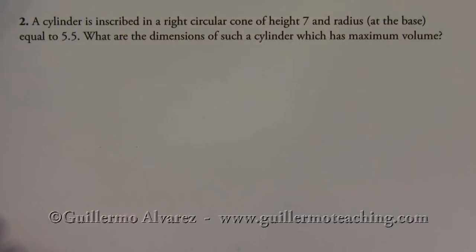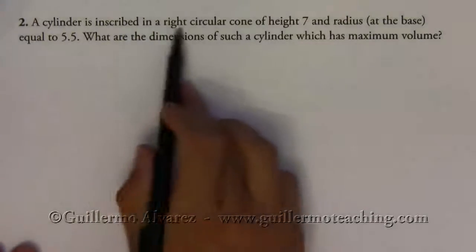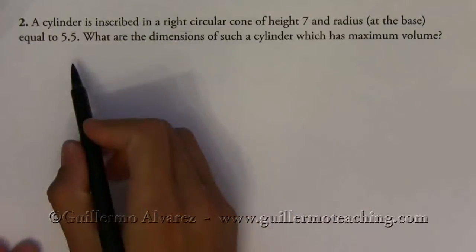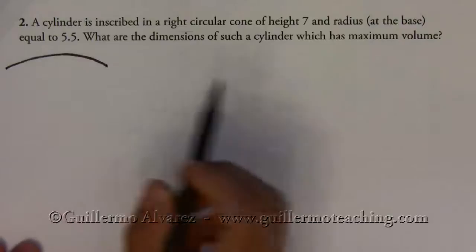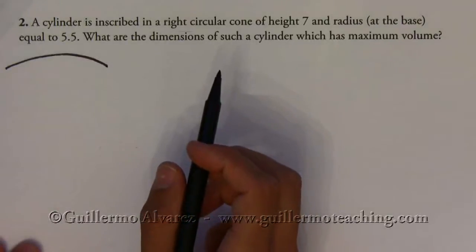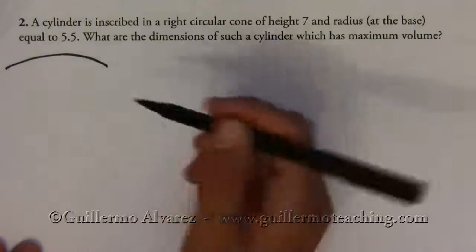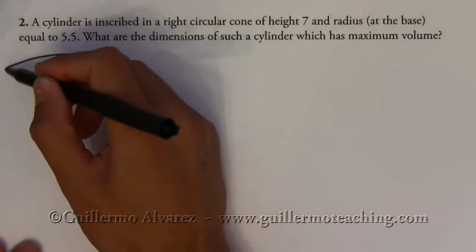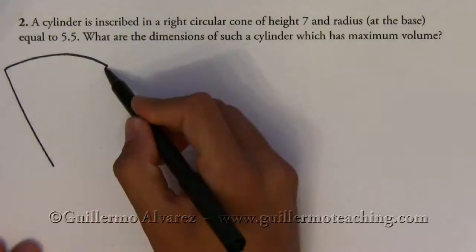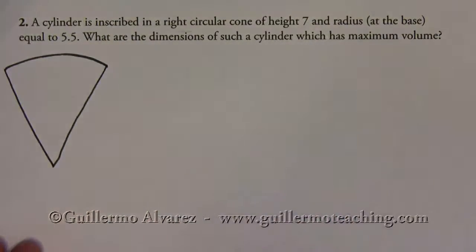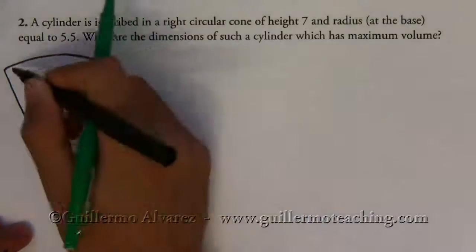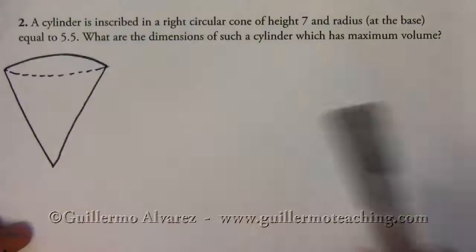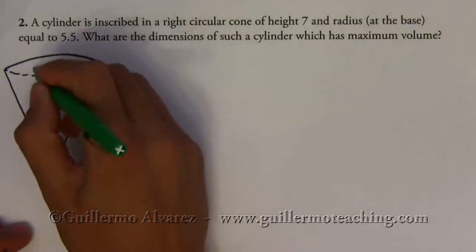Okay, so in this problem, we have a cylinder. It's trapped inside a right circular cone. So let's draw a little picture here first. So let's say we have a cone. And inside of this cone is trapped a cylinder. So inside of here I have a cylinder.